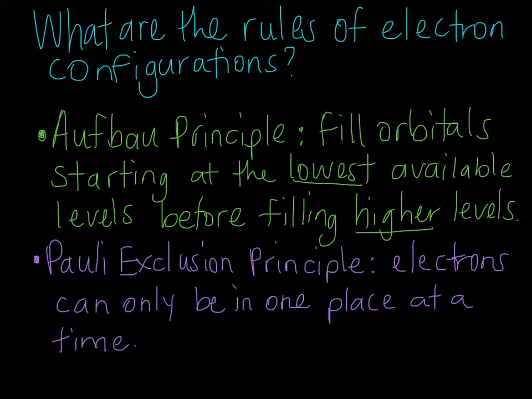The next rule is the Pauli exclusion principle, which is just kind of common sense. It basically says that electrons can only be in one place at a time. Electrons can move from certain energy levels and then back down, but they can only be in one place at one time, which is kind of common sense.